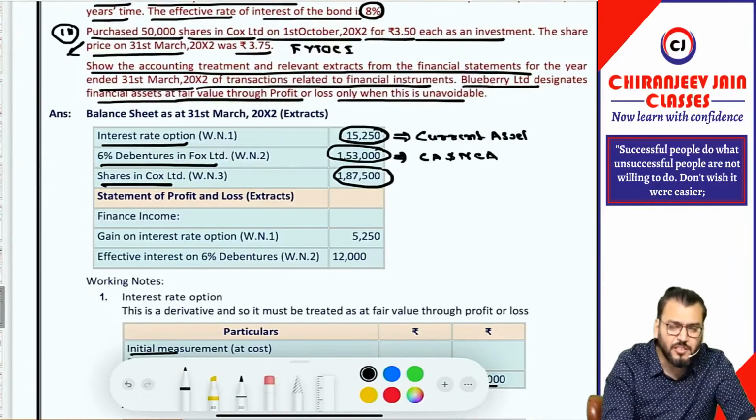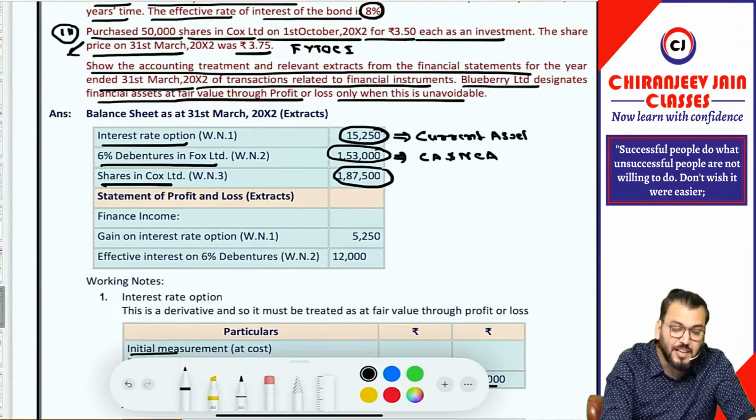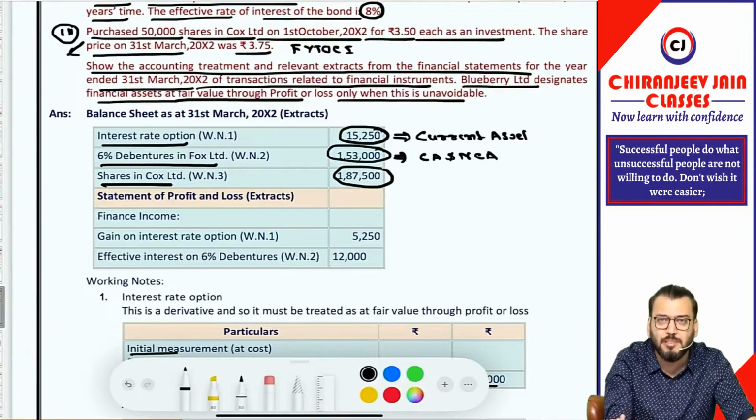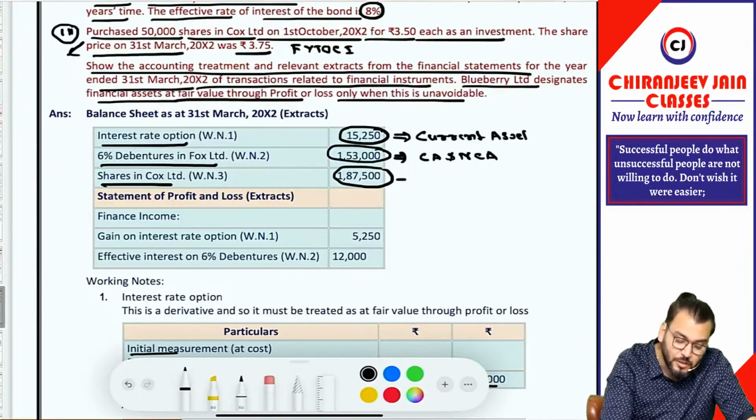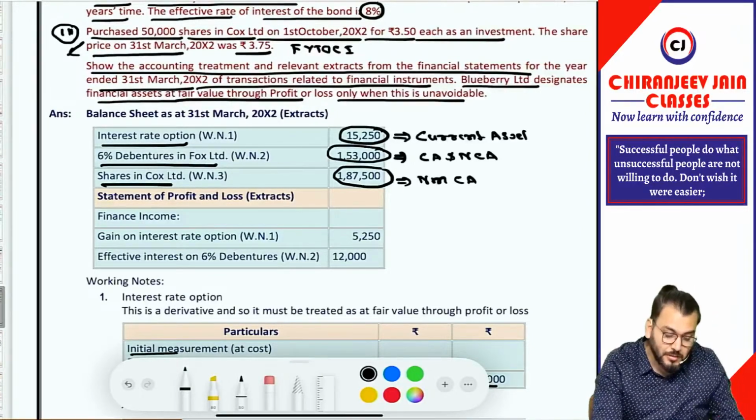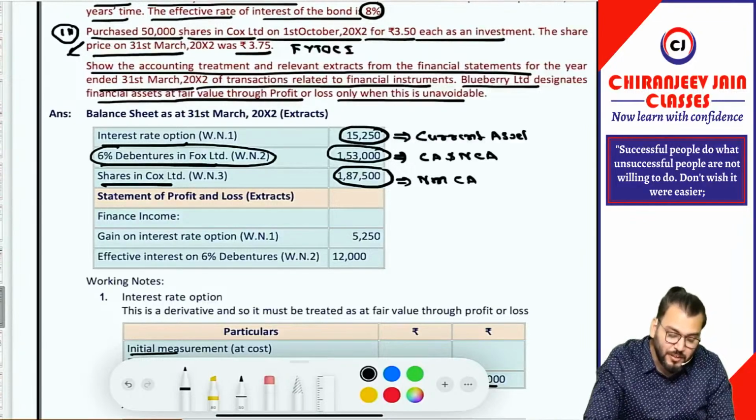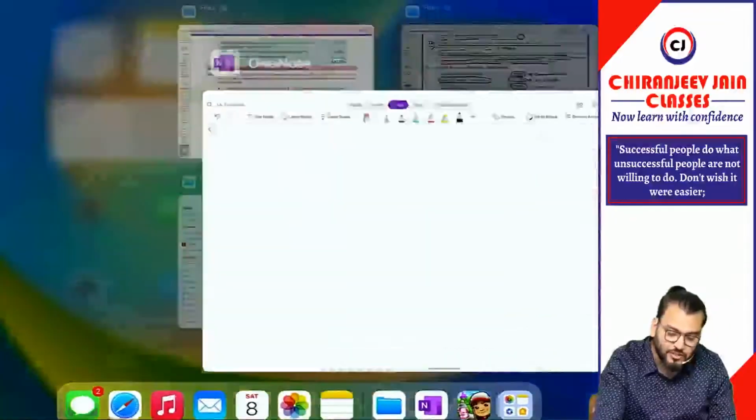And the shares in Cox Limited, because it is not held for the purpose of trading. It is not held for the purpose of trading because we have classified such financial asset at FVTOCI. It means it is not held for the purpose of trading. So we can say it is a non-current asset. Understood? Yes sir. Now for the debenture, how much portion will be current and how much will be non-current? We can prepare an amortization cost table.